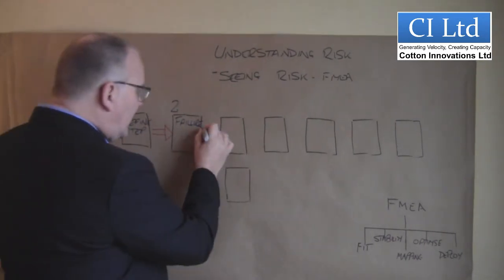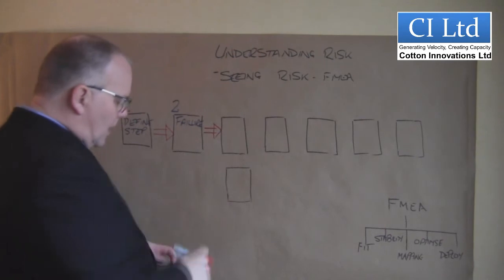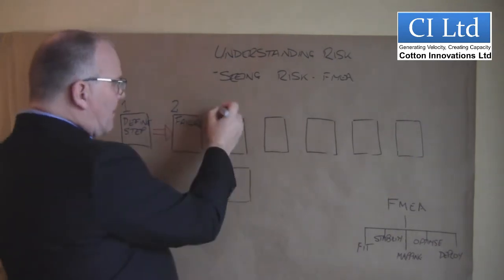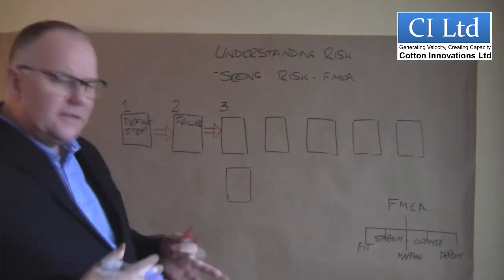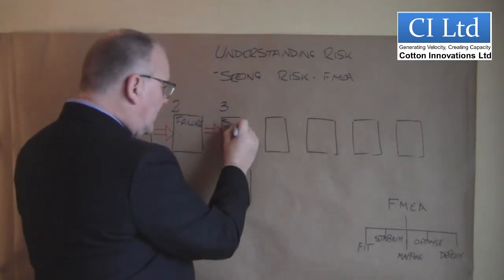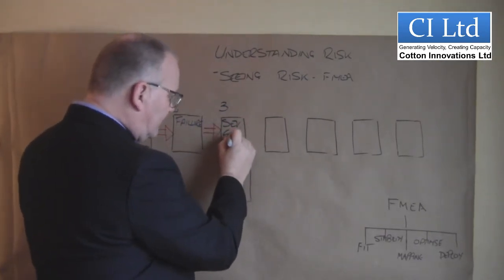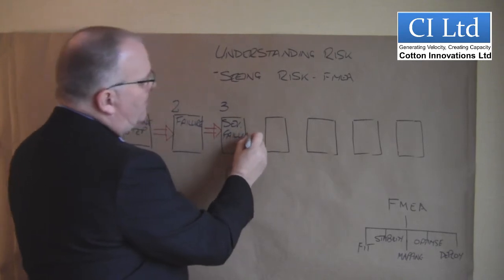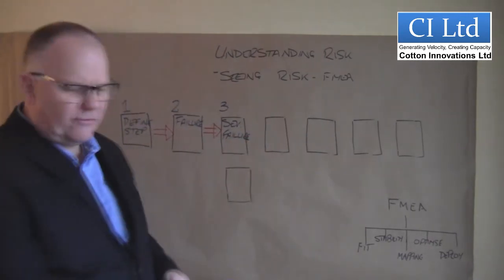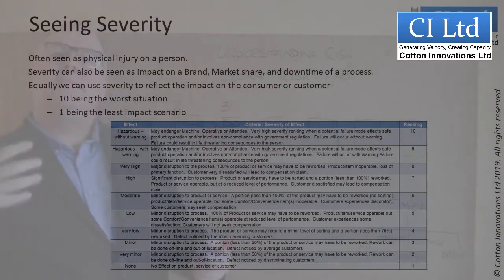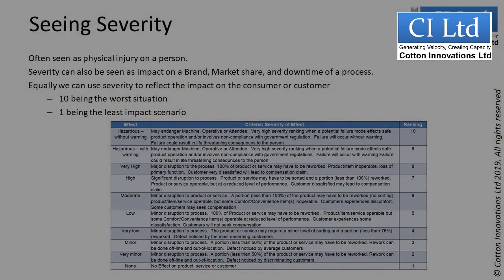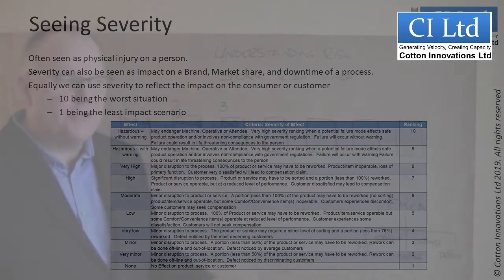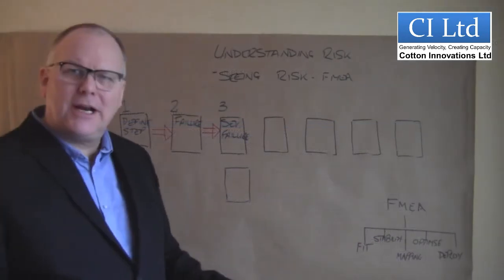So having designed that, we then need to think about two things. We need to think about, in the third step, the severity of failure. Now this is really interesting because when people talk about the severity of failure, quite often in an FMEA, they'll talk about a mechanical process. So severity is about death, it's about entrapment, it's about physical injury. But unfortunately, a lot of the processes we look at in Cotton Innovations are nothing to do with production, so that's not going to happen.